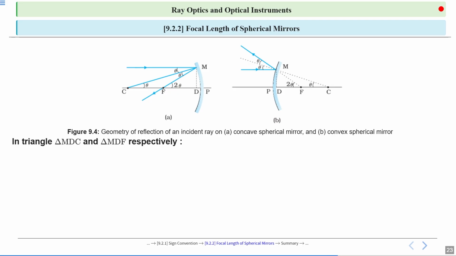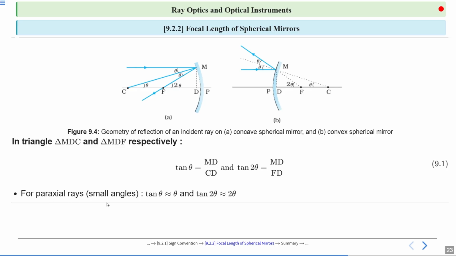In triangles MDC and MDF respectively, find tan theta. Tan theta will be perpendicular upon base, so tan theta will be MD upon CD. And tan 2 theta will be MD upon FD. Mark it as equation 9.1.